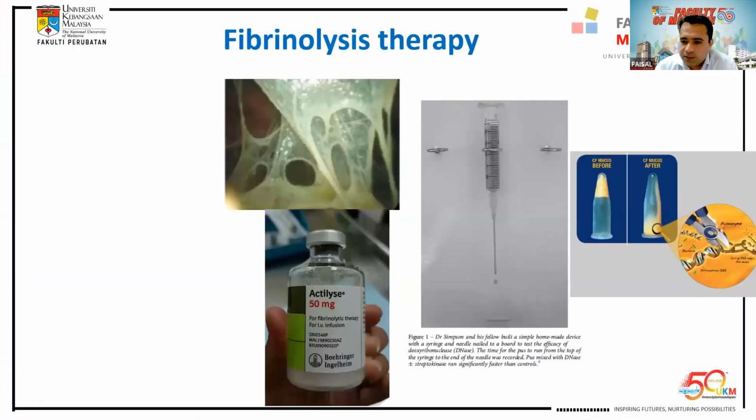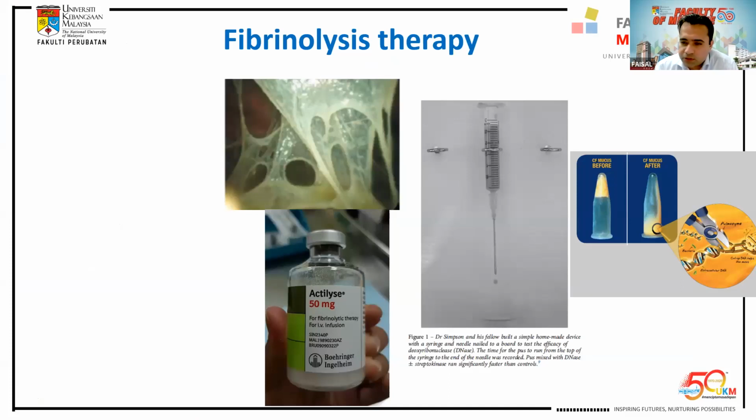In our formulation in UKM, and I think in most centers in Malaysia, we have a formulation of 50 milligrams of alteplase. So you need to divide it and give it at different intervals.